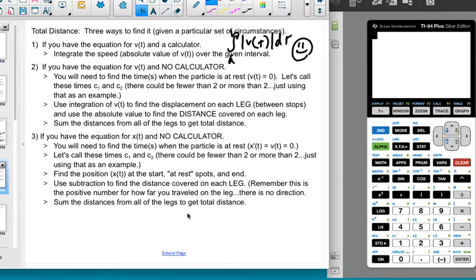And we're going to call those times c1 and c2 again, but again, there could be more or fewer of them, right? I'm going to have to find the position x of t at the start and at all the rest spots, and then once I know those positions, I just subtract to find the distance traveled on each leg. And again, if you subtract and you get that a distance is negative, you say, oh, wait a sec, I just want the distance, not the direction, so you just make it positive. So we're going to walk through a bunch of examples, but that's kind of the gist.